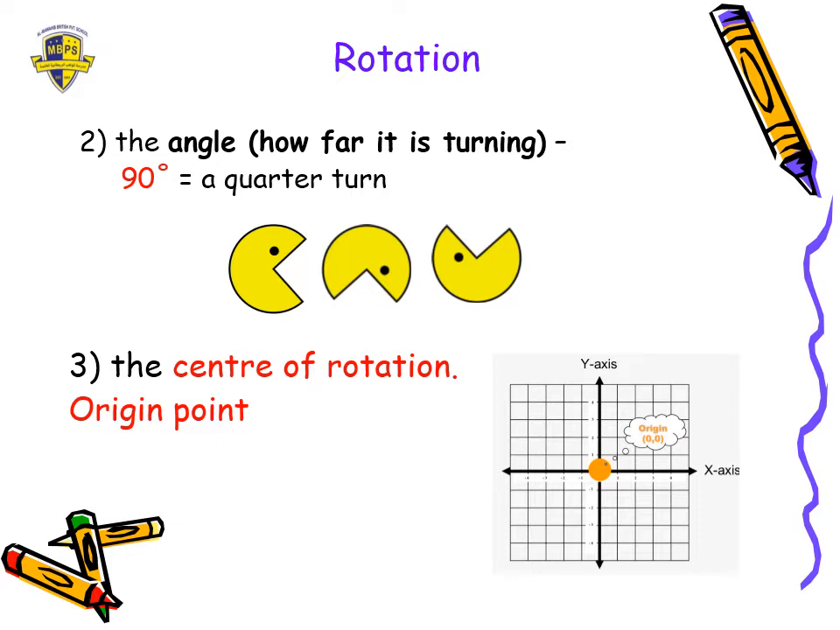So, to rotate any object, we have to know three things. The first thing, the direction, clockwise or anti-clockwise. The second thing, the angle, and for today it's only 90. The third thing, the fixed point or the center of rotation, and for today this is only the origin point.